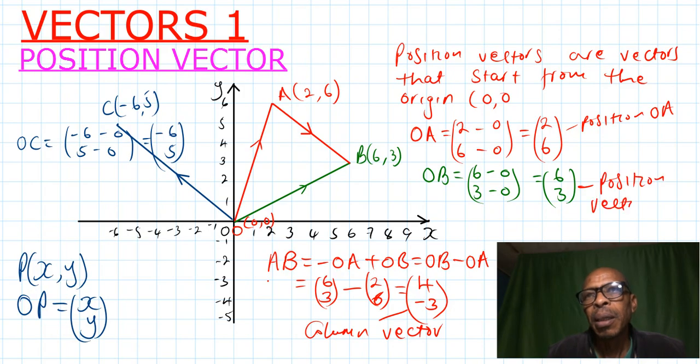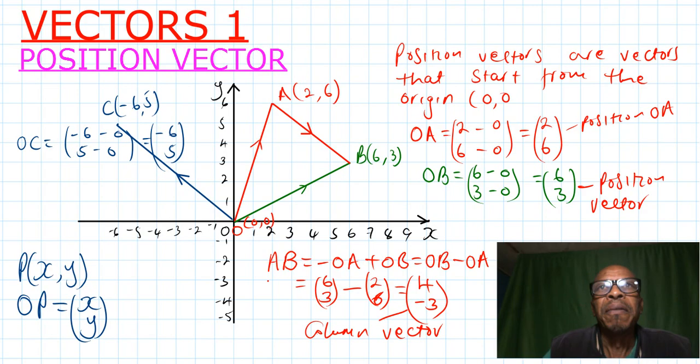So very easy. Any vector starting from the origin is referred to as a position vector. So I hope that one is very clear. Very short but very important concept in vectors, as we are going to see in our later lessons. We will be able to apply that.